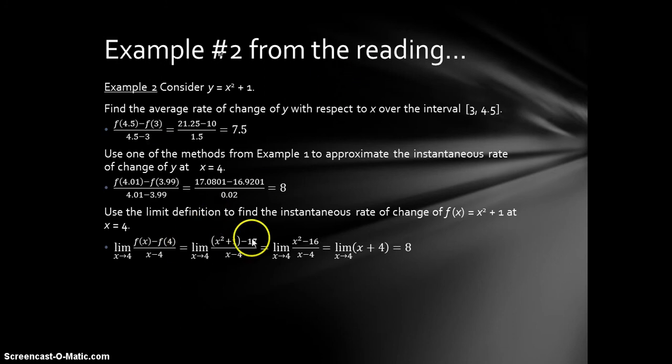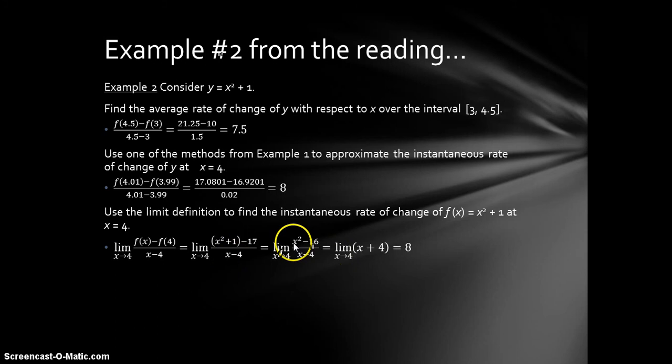Use the limit definition to find the instantaneous rate of change of f of x equals x squared plus 1 at x is equal to 4. So remember, our instantaneous rate of change is a limit of our average rate of change. So in this case, we know that one of our points will be x is equal to 4. And we want to see what happens when we take our x's and get them closer to 4. So we write our average rate of change between the point x and the point 4. And when we do it, we get the limit as x goes to 4 of x squared plus 1 minus 17. And the 17 comes from plugging 4 into our original function. And we divide by our x minus 4, which is our change in x.